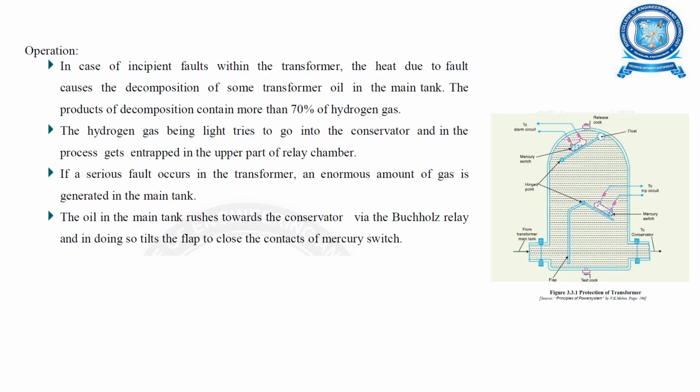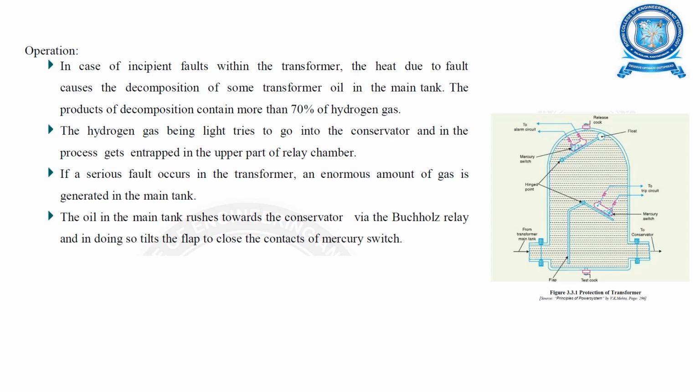The main operation is, in case of incipient faults within the transformer, the heat due to the fault causes the decomposition of some transformer oil in the main tank. The hydrogen gas, being light, tries to go into the conservator and in the process gets entrapped in the upper part of the relay chamber. The oil in the main tank rushes towards the conservator via the Buchholz relay, and in doing so tilts the flap to close the contacts of the mercury switch.